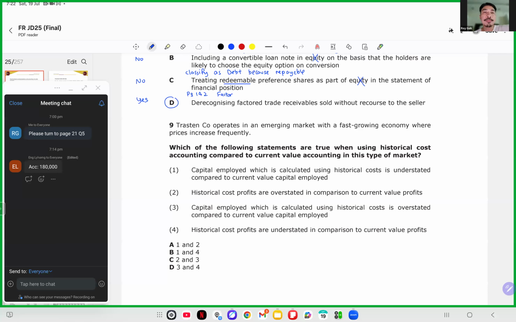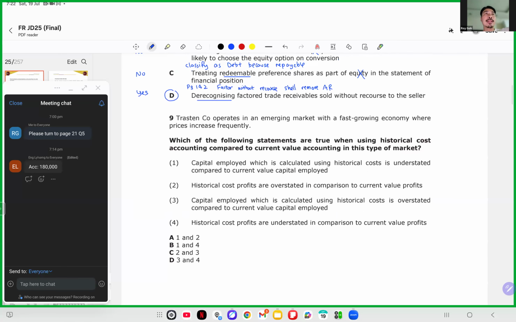If you sell it without recourse, it is called factor without recourse. You shall remove accounts receivable. Right? To de-recognize is correct. So the keyword to remove a receivable is to de-recognize, which is totally correct. Okay. So if you have actually done this correctly, good. If you have not done it correctly, you can ask me questions. Otherwise, take a moment to look at question number 9.